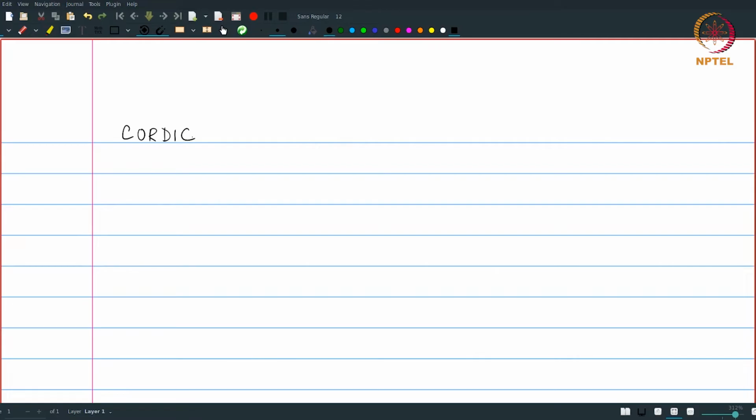We are going to look at the CORDIC algorithm in this video. The CORDIC algorithm has a number of useful applications in the domain of signal processing, primarily from the point of view of computing trigonometric functions as well as certain other kinds of functions by means of a regular iterative algorithm that is very hardware friendly.